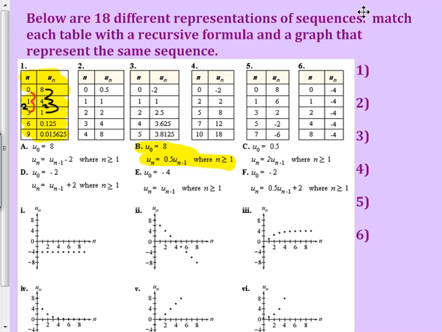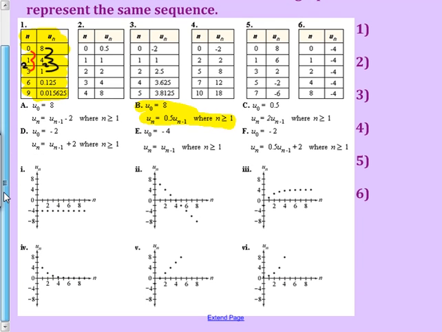Which graph would that be? It's the one that has 0, 8 on it. There's only one on the whole thing. Oh, wait, there's 2. There's either this one or this one that start at 0, 8. And I know this one is geometric, so it's got to be curving, so you're right, it's 4. Very good.